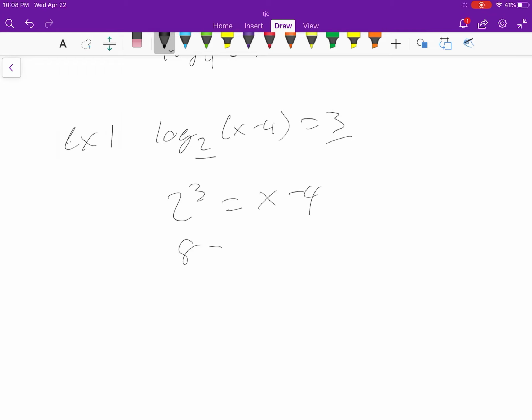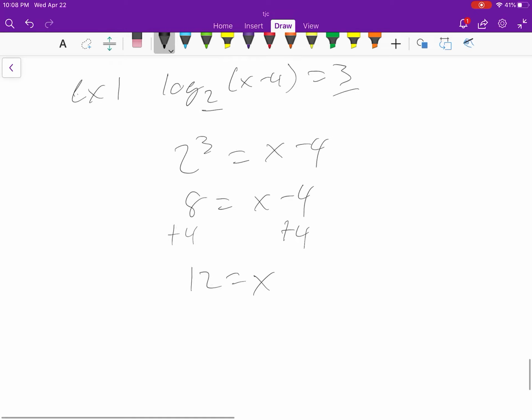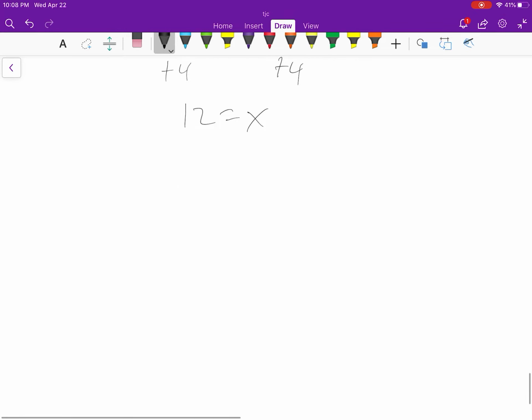Now 2 to the third is 8. 8 equals x minus 4. Add 4 to both sides, and we get 12. X equals 12. Now we need to check to make sure 12 doesn't make the log's inside a negative number, and it doesn't. 12 minus 4 is 8, so we know that log base 2 of 8 is 3, so we know it works out. Okay, let's look at another example.